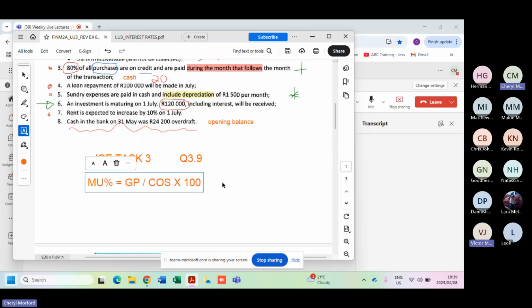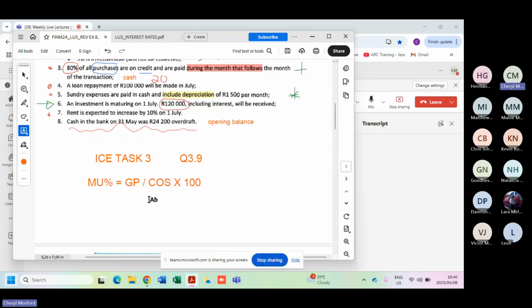Markup percent? Gross profit divided by cost of sales times 100 will give me the markup percent. Because just remember what businesses do. They buy in stock at cost price. They add a markup on, that creates the gross profit. So the markup percent is the GP as a percentage of the cost of sales. Please remember that, everyone. Extremely useful. And you could find the markup that way.